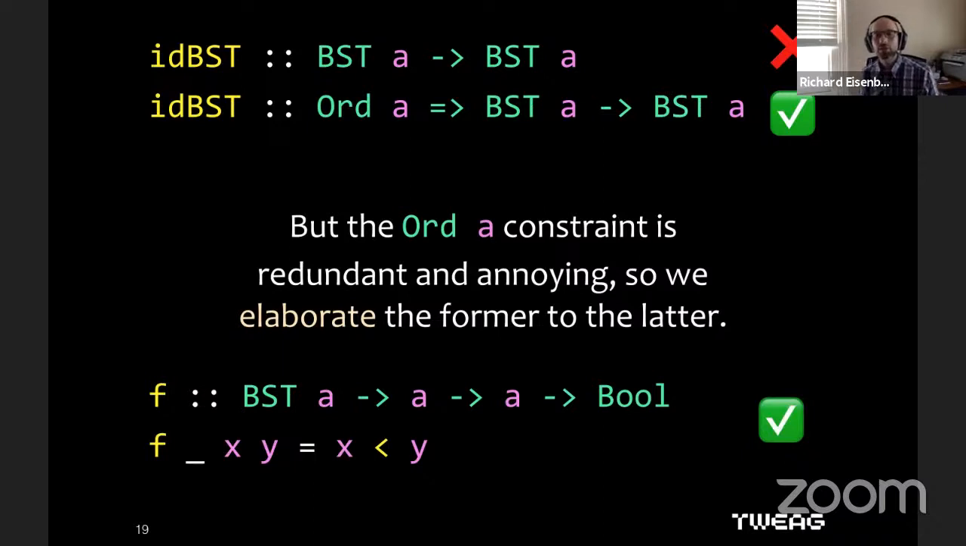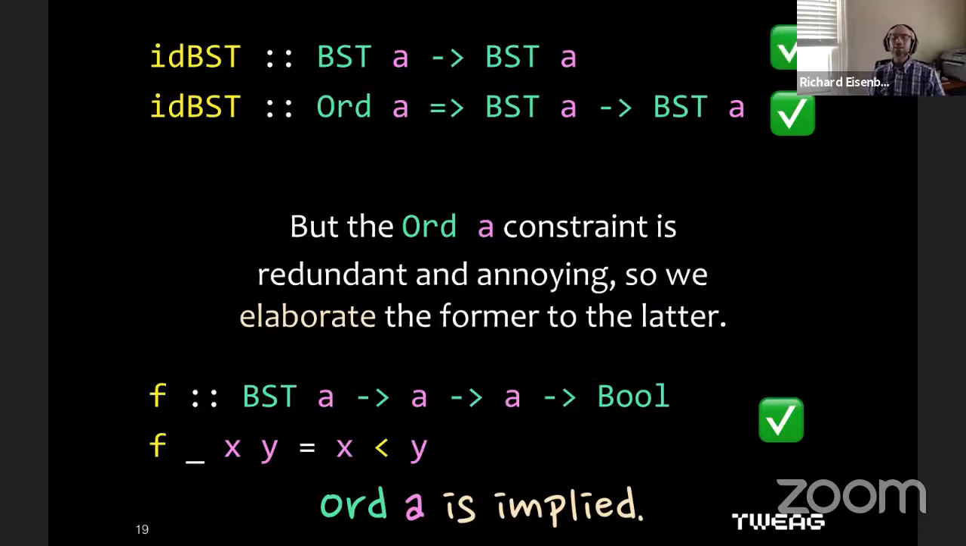And looking up at the top of the slide, because Ord A is implied, actually this first signature that I said we would reject, we would accept, but there would be this implicit Ord A constraint. So we could make it explicit if we wanted, but we don't have to. And this is to make users' lives better and to aid in backward compatibility.